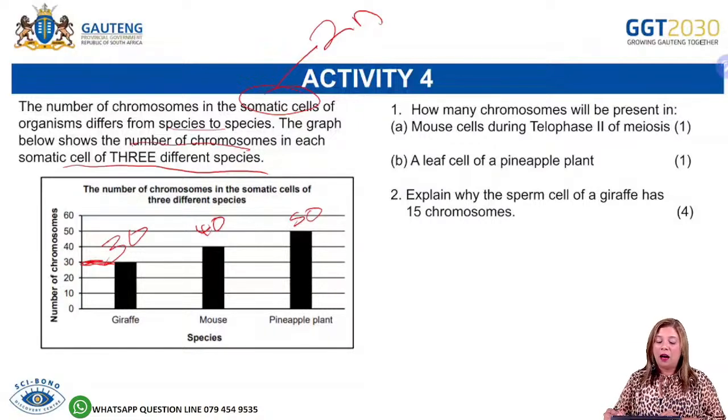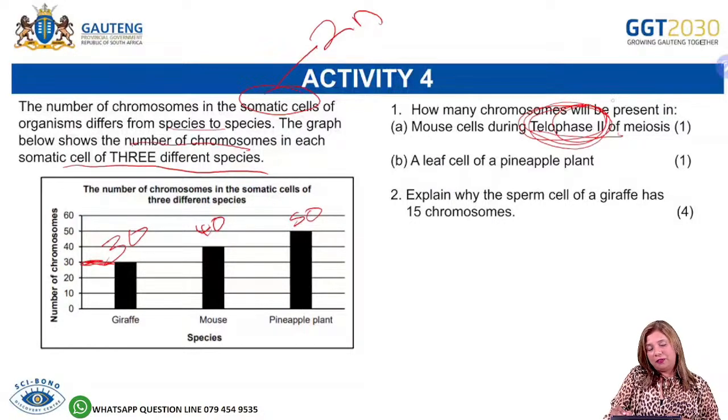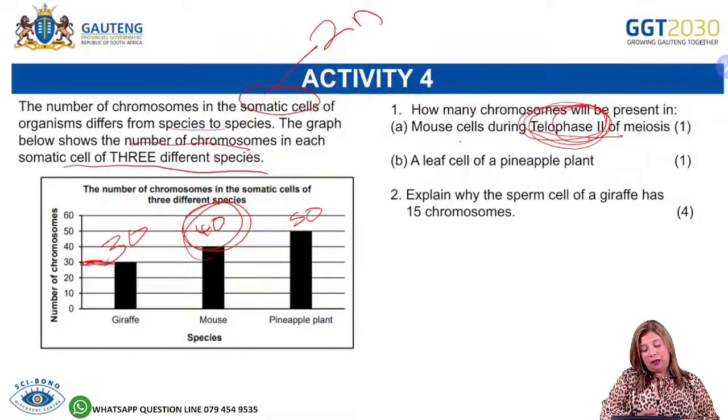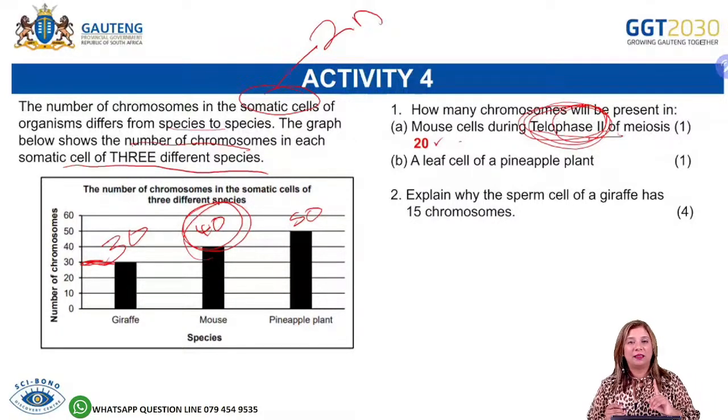Let's see what the question asks. How many chromosomes will be present in the mouse cells during telophase 2? Now, the fact that they're saying telophase 2 is flagged to me, because in telophase 2, the gametes have already been formed. So the mouse cells, if I look at this, it says 40. But in telophase 2 the gametes are formed, so it can't be 40. It has to be half of 40, and that would be 20. Do you see how important it is to read the question carefully?